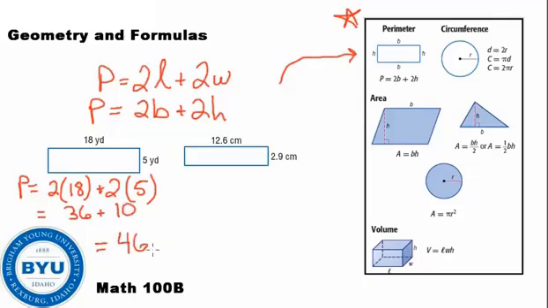And again, don't forget the label here. This problem was in yards, so I would say that the answer is in yards. 46 yards to go all the way around. Okay, very good. You try the perimeter of this other rectangle. Feel free to use the formula. We're going to have you do some decimals. You may want to bust out your calculator. You're more than welcome to. Go ahead and pause the video and give this one a try.